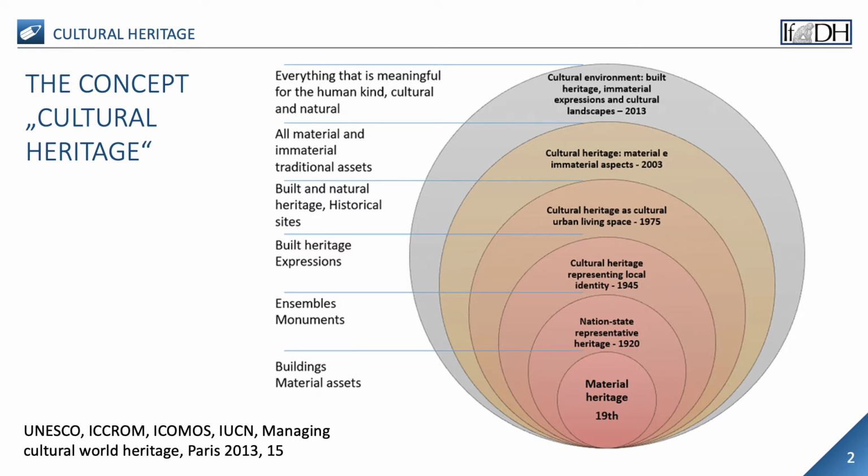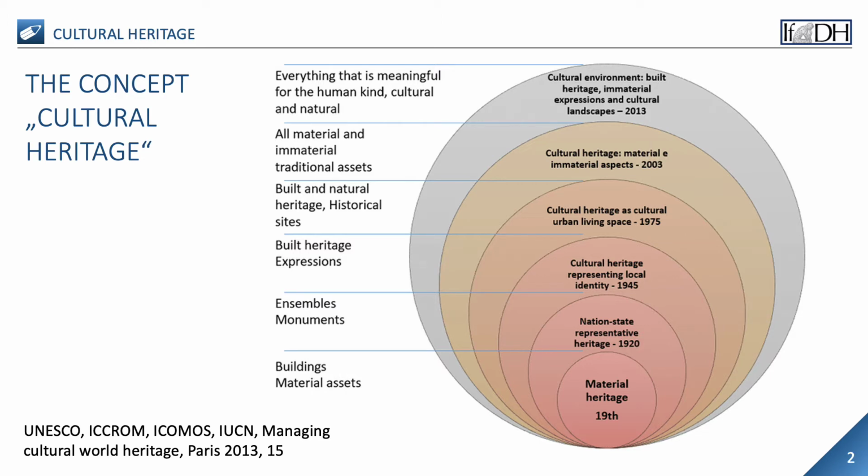While in the 19th century it was still generally used as material heritage, such as buildings and material assets, the meaning of the term has increasingly changed from representative ensembles and identity-creating built heritage to cultural heritage sites in general. Since 1975, natural and historical sites have also been included.